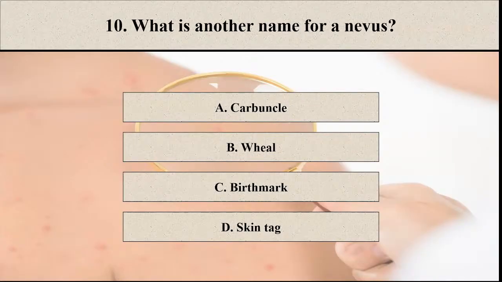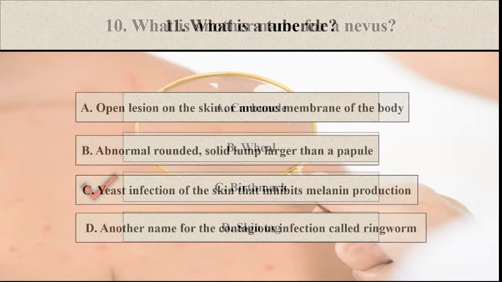What is another name for a nevus? Is it carbuncle, wheal, birthmark, skin tag? If you chose C, birthmark, you are correct.